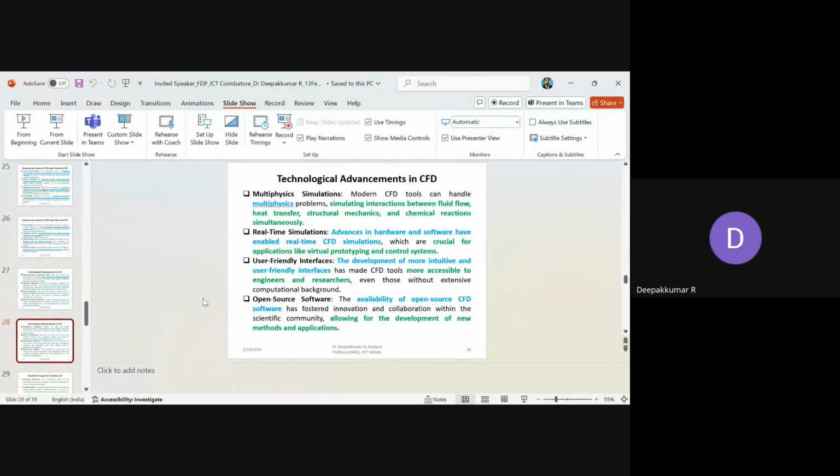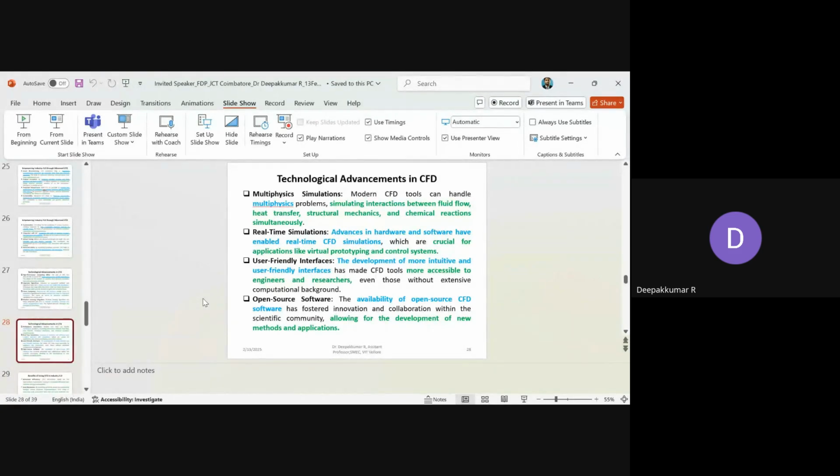So open source software: the availability of open source software has fostered innovation and collaboration within the scientific community, allowing for the development of new methods and applications. I already mentioned that with CFD people, you can find they will be working on either CFD development or CFD applications. So these kinds of open source software will be very useful for the development of CFD software because it is openly accessible to everyone in the world.